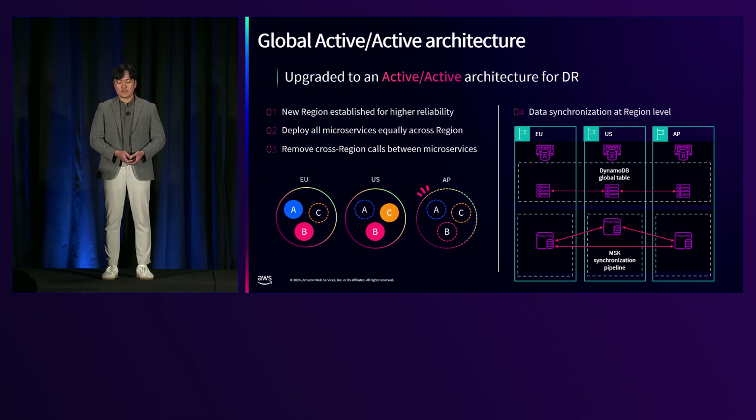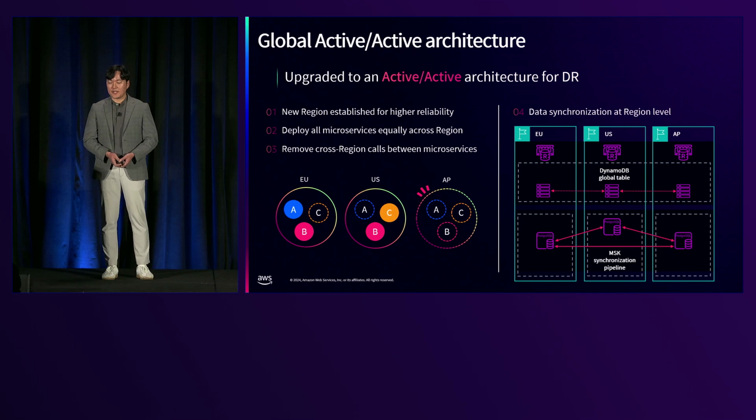By establishing the new AP region, ensuring consistent service configuration across all regions, and implementing data synchronization, each region has been transformed into an active-active architecture, allowing them to independently execute a single service. Therefore, even if a specific region experiences a problem, the other two regions can promptly absorb the traffic.